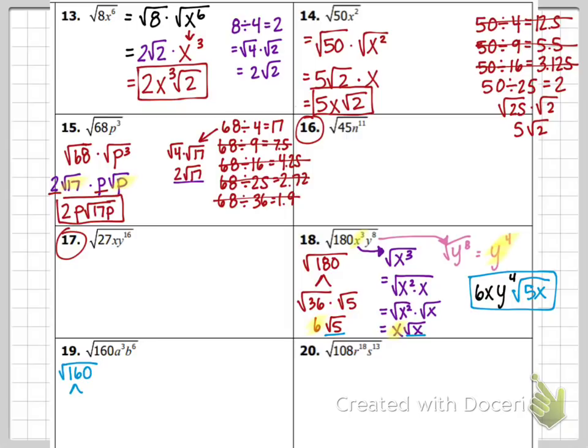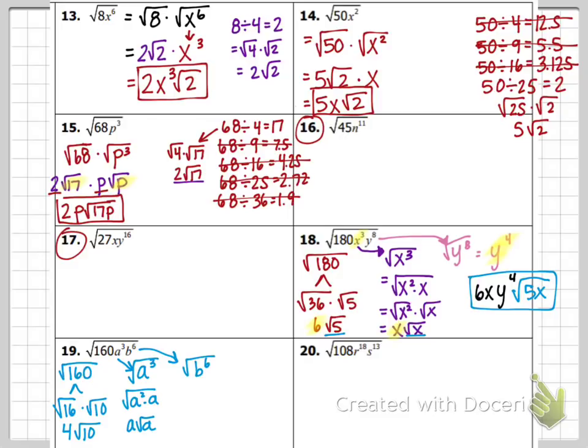Okay, 19. 160 is 16 times 10. Again, I already did this in the calculator, so I figured that out. So it's 4 square root of 10. And then a cubed is a square root of a. So anytime you see anything cubed, this is what it's going to come out as. We've been seeing this a lot.